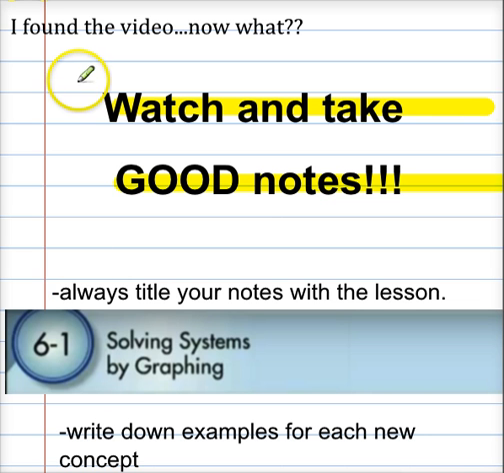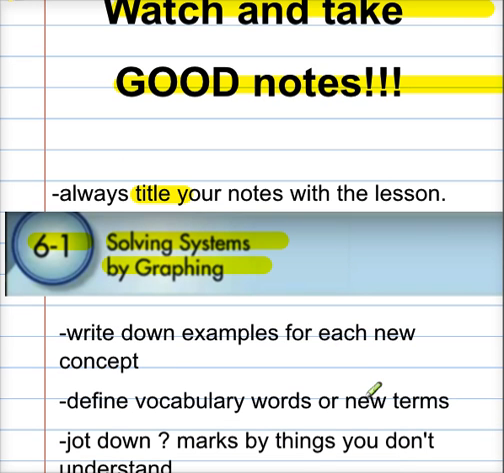So you want your lined notebook paper. You always want to title your notes with the lesson. For example, if I did 6-1, I would write Solving Systems by Graphing at the top of my notebook paper. As I teach you new examples, you want to write down those examples in your notebook for each new concept. So if I taught 4 concepts in a lesson, make sure you have an example of each.